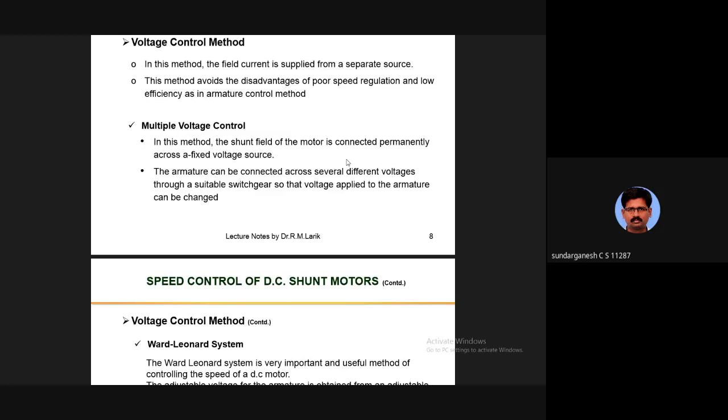The armature coil is connected to another source which is variable. By doing this method, there is no problem of low efficiency and no problem of poor speed regulation. So this is known as the voltage control method. There are different voltage control methods.